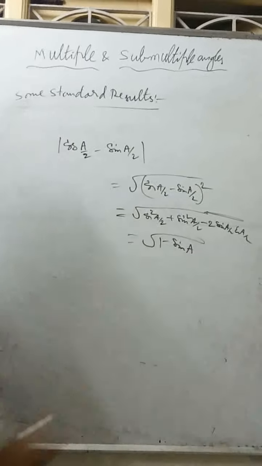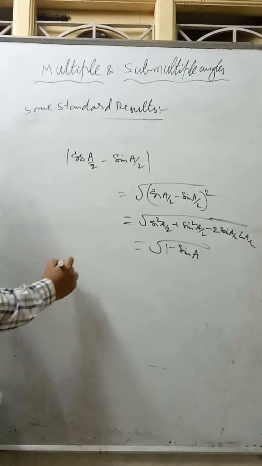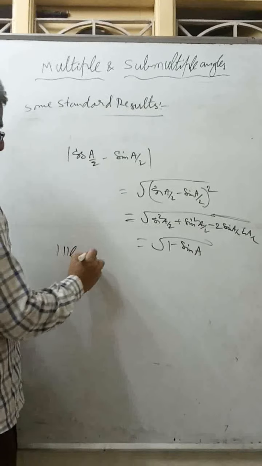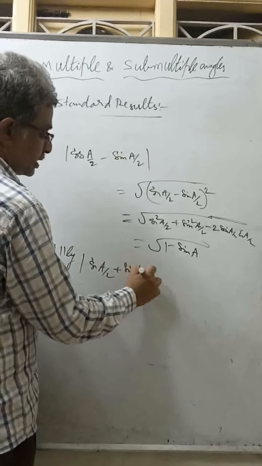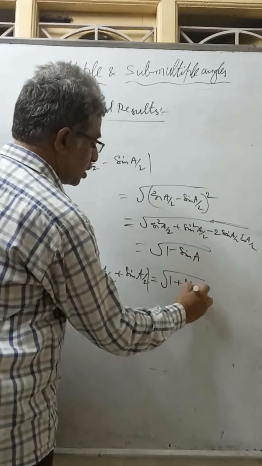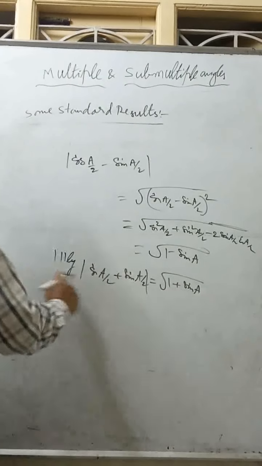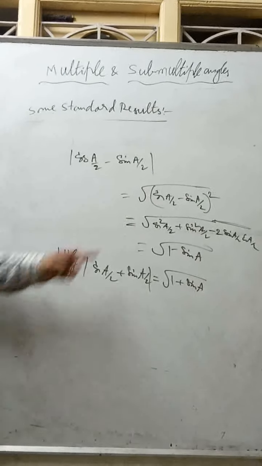So what I want to say is modulus of cos a by 2 minus sin a by 2 is root of 1 minus sin a. Similarly modulus of cos a by 2 plus sin a by 2 is root of 1 plus sin a. Same I can do with plus here, so this becomes 1 plus sin a.